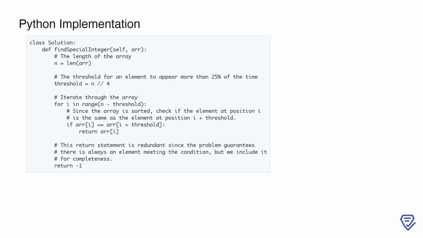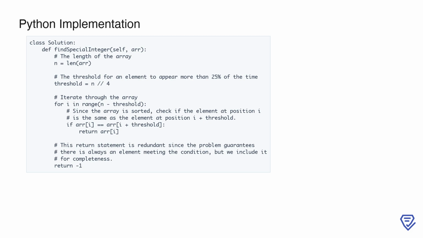1. The code starts by determining the length of the array n and calculates the threshold n/4. 2. It then iterates through the array from index 0 to n minus threshold. The iteration stops early to ensure that we do not go out of bounds when checking arr[i + threshold]. 3. For each index i, the code compares the element at arr[i] with the element at arr[i + threshold]. If they are equal, the element arr[i] is returned as the answer since it satisfies the condition of appearing more than 25% of the time.